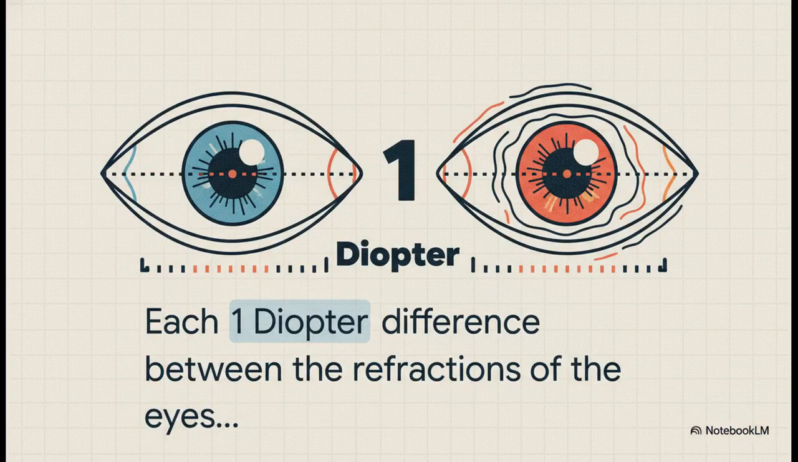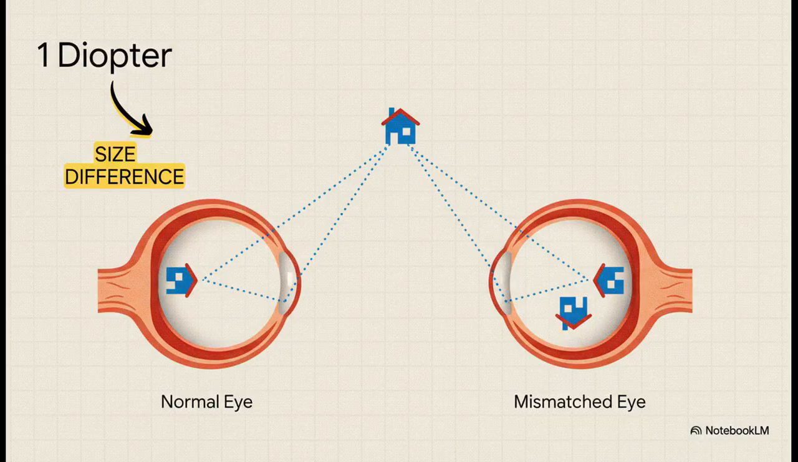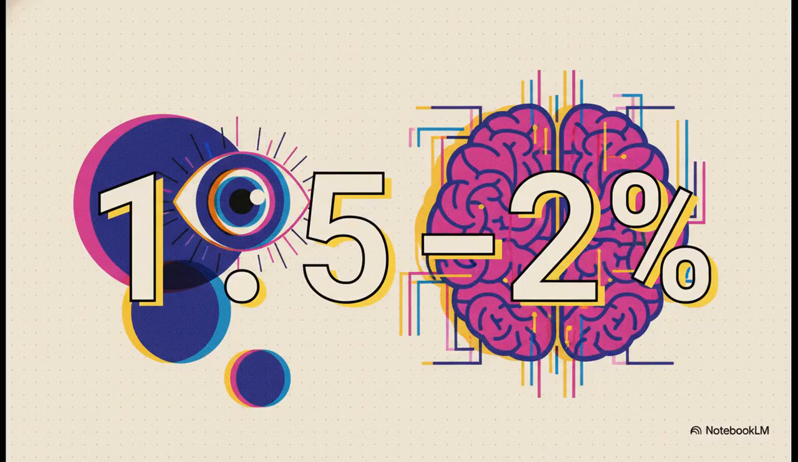Here's the core of it. For every single 1 diopter difference in prescription between your eyes, it directly causes a size difference in the image that each eye sends up to the brain. And that difference is about 1.5 to 2%. Now, that might not sound like a lot, but just imagine. One eye is constantly sending a picture that is noticeably bigger or smaller than the other one.